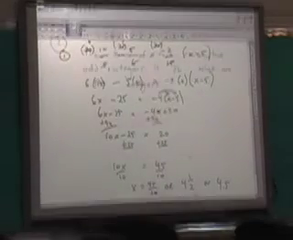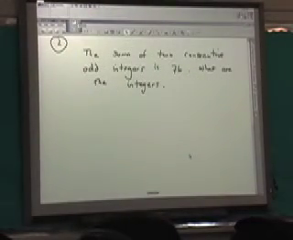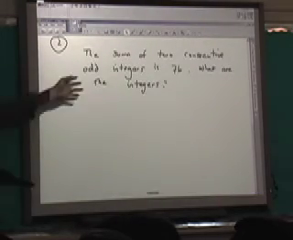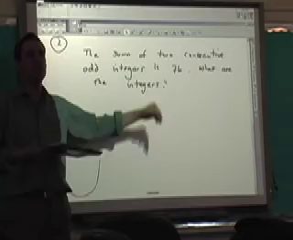Any questions? Number 2: the sum of 2 consecutive odd integers is 76. What are the integers? The reason this is up there is because we didn't do a lot of word problems this semester, but we are going to deal with consecutive integer problems. So the trick to this is, how do we set our variables up? So what do we call the first integer?